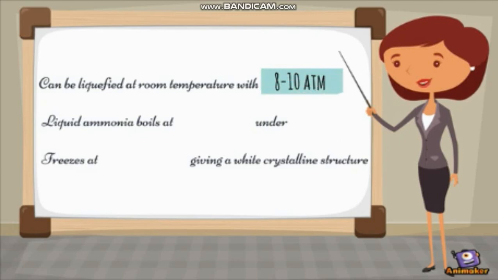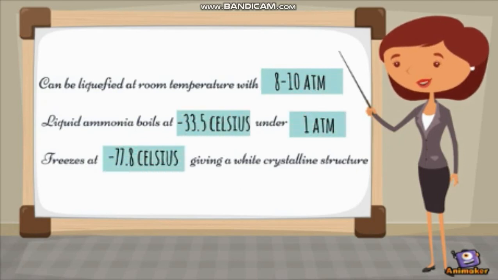It can be liquefied at room temperature with 8 to 10 atmospheric pressure. Liquid ammonia boils at negative 33.5 Celsius under 1 atmospheric pressure. It freezes at negative 77.8 Celsius, giving a white crystalline structure.